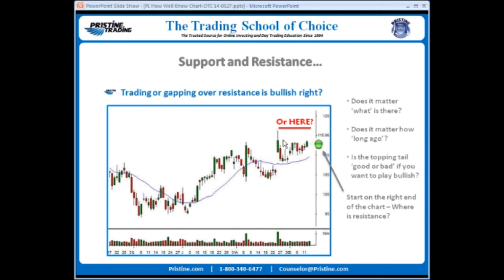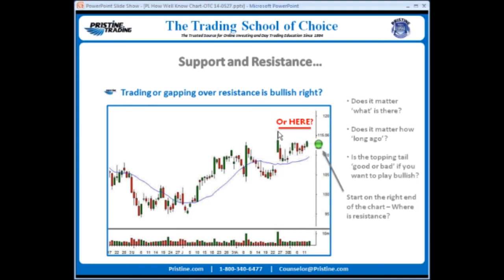Why? Because if there's something there, a topping tail is a single pivot. Is the topping tail bearish? Sometimes, at the time it happens, but this pullback is a result of the topping tail. Now that we're back attacking it, we want it to be a topping tail, because anything else will be worse. A square top, a round top, a multiple high top, a failure top, all those will be worse than a single topping tail. If you have to run into something, you want that one guy standing up there all by himself, right?